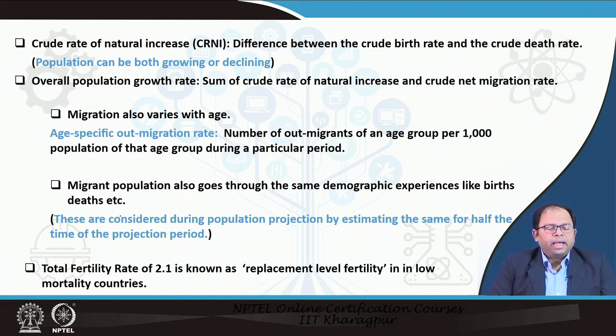Then, migration also varies with age. That means people from different age groups are more likely to have different rates of migration. For example, a person in the age group of around 25 to 35 has a more likely chance of migrating to a new area. So we need to have age specific migration rates. The number of out migrants of an age group per thousand population of that age group during a particular period is the age specific out migration rate.